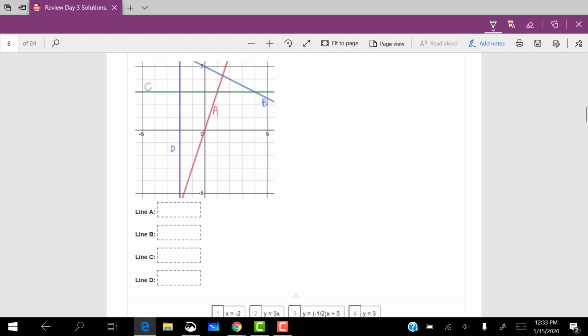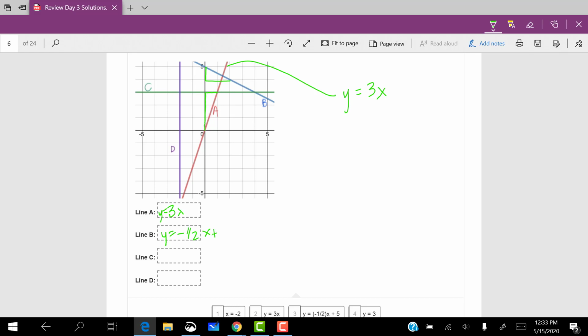So here we've just got to match graphs with equations. So on letter A, notice that the slope goes up 3 over 1. This has a slope of 3. y = 3x. That's for A. Line B has a negative slope and a y-intercept of 5. Notice that it goes down 1 over 2.